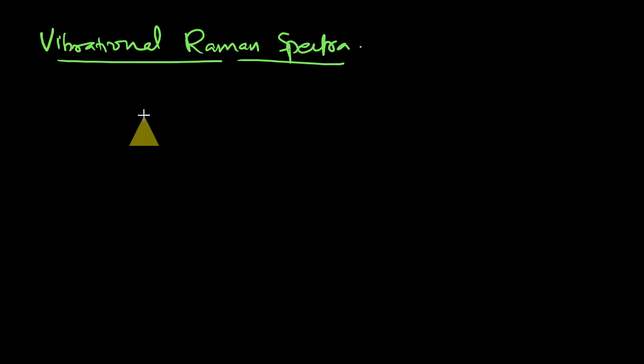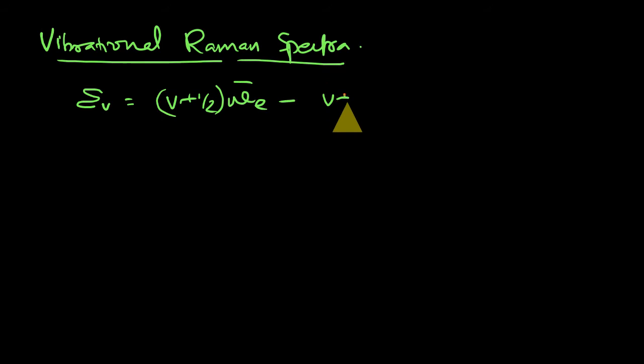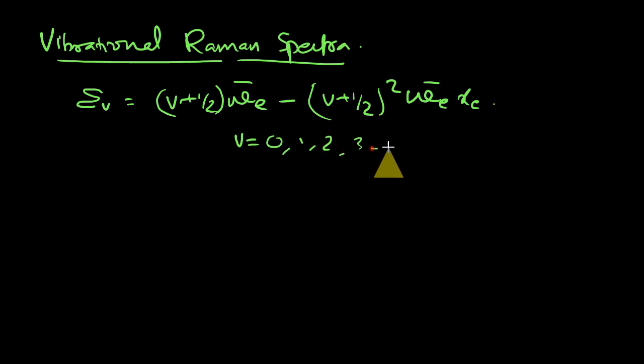We know that molecules have vibrational energy, and its expression is epsilon vibrational, epsilon V, equal to (V plus half) times omega bar e, minus (V plus half) the whole square times omega bar e x e, where V is the vibrational quantum number and V can have the value 0, 1, 2, 3, etc., and omega bar e is the equilibrium frequency, and x e is the anharmonicity constant. We have already discussed this in detail in the vibrational spectroscopy of molecules.